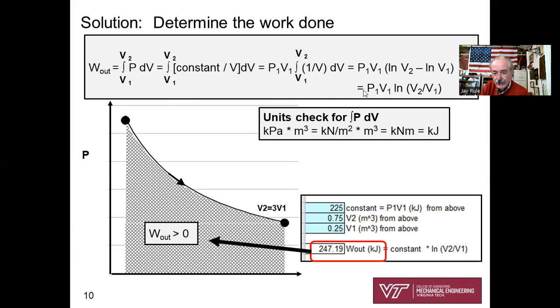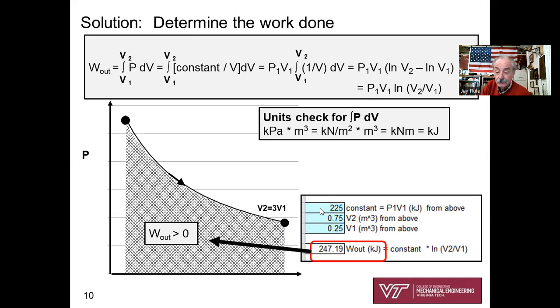And so let's look at this final result. How about what are the units of the natural log of V2 over V1? Do you see that that is unitless? So all I have to do is look at the units of P1, V1. So P is in kPa, kilonewtons per square meter. V1 is in cubic meters. And so my resulting units are going to be kilojoules, kilonewton meters or kilojoules.